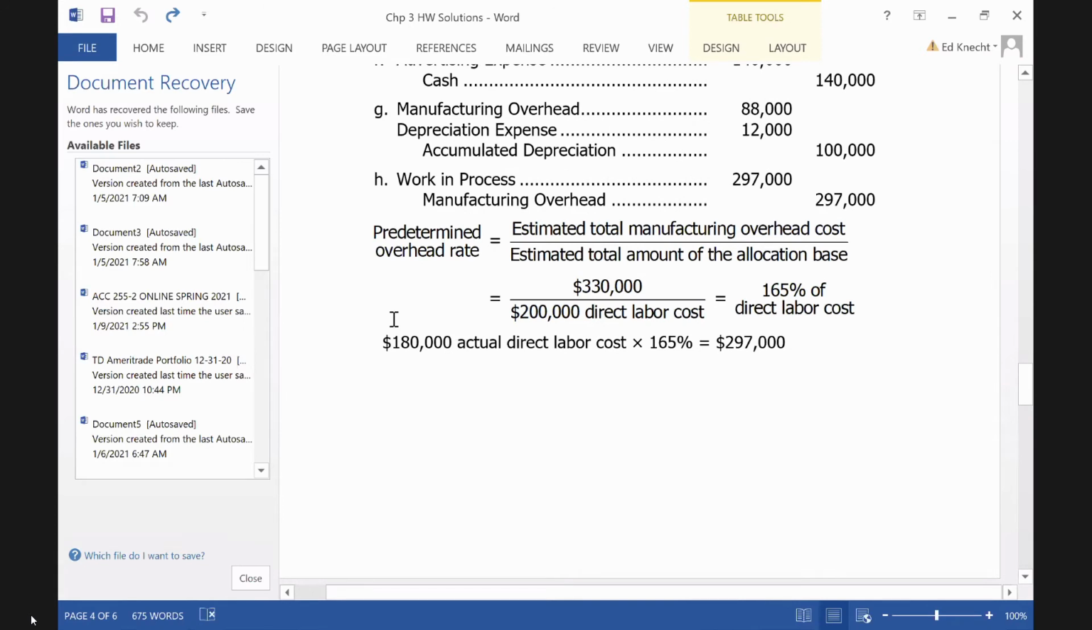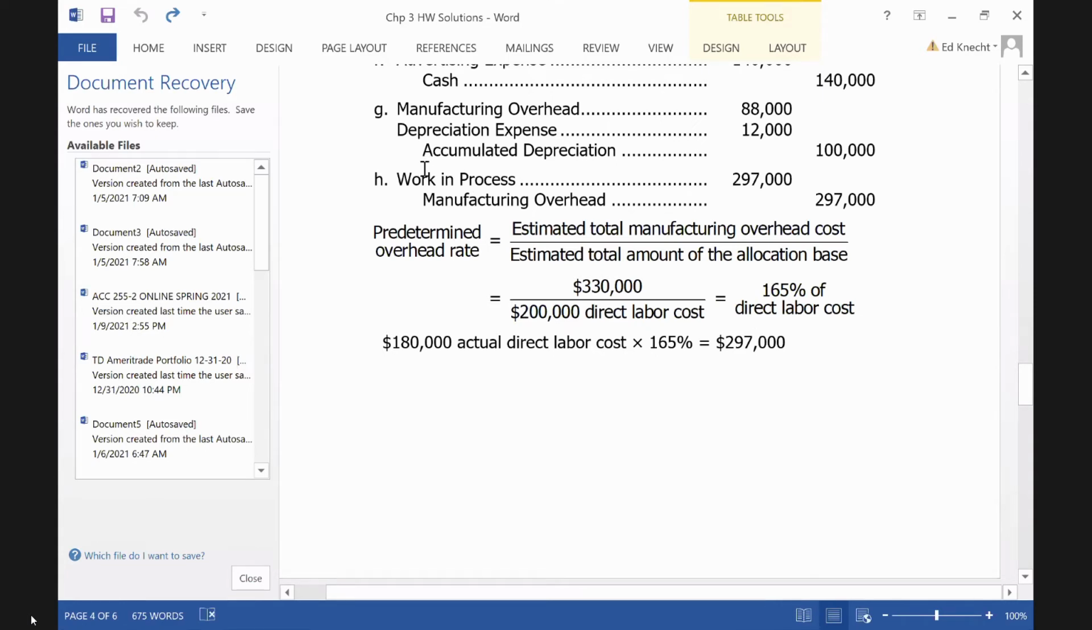H, manufacturing overhead costs applied to the job. Well, did they tell us what our direct labor costs were in the problem? Was it in C, $180,000? It was. Look at transaction C. They tell us direct labor is $180,000. $180,000 times 165%. That's what we calculated the predetermined overhead rate to be. So we're going to apply the overhead at $297,000.